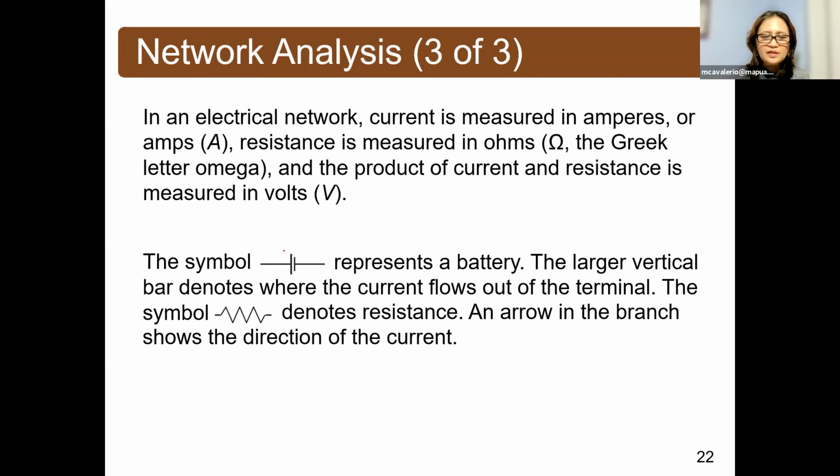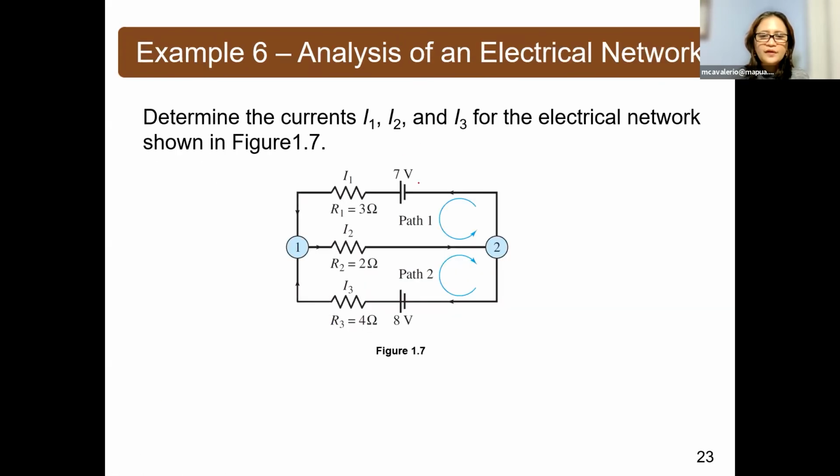We have here this symbol which represents a battery. The larger vertical bar here denotes where the current flows out of the terminal. The zigzag denotes resistance, and an arrow in the branch shows the direction of the current. Say, for example, we will have this electrical circuit. Determine the currents I sub 1, I sub 2, and I sub 3 for the electric network given below.